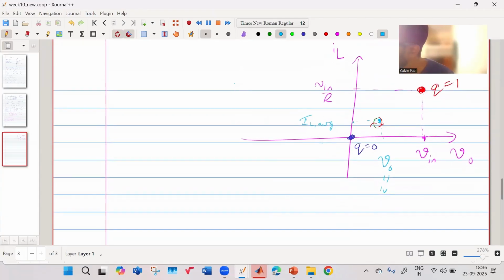This is your current ripple, and this is your voltage ripple, which you guys have seen, right? Current ripple and voltage ripple in a buck converter, how to calculate and all.